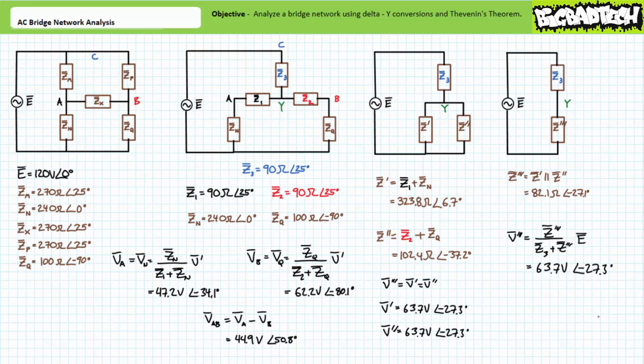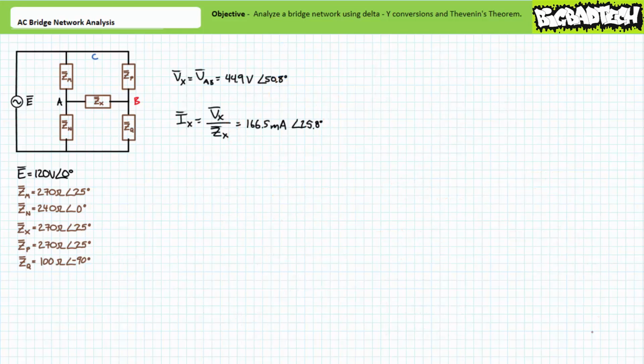Now, under the understanding that our bridge network is none the wiser to the substitution of the balanced Y for the balanced delta, we are allowed to assume that the differential from node A to node B for our earlier balanced delta configuration is also 44.9 volts at an angle of 50.8 degrees. If delta impedance Zx is between node A and B, the voltage across impedance element Zx is also 44.9 volts at an angle of 50.8 degrees. An application of Ohm's law demonstrates current through the impedance element Zx is 166.5 milliamperes at an angle of 25.8 degrees.